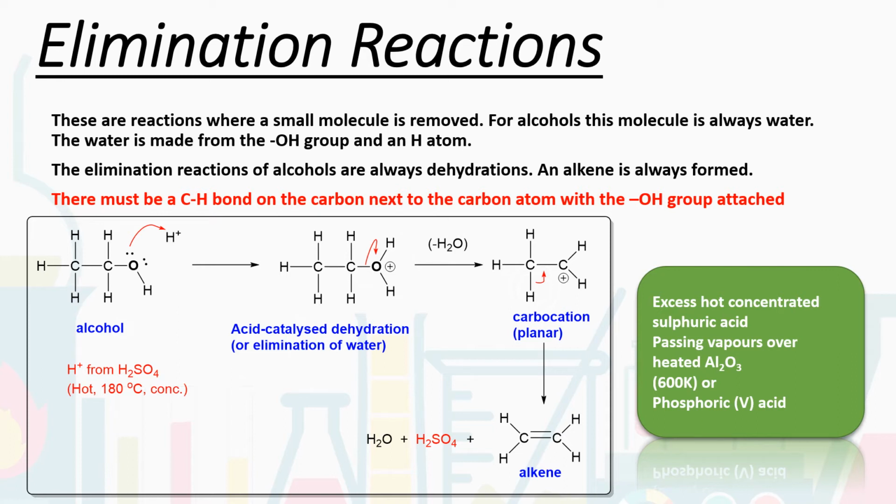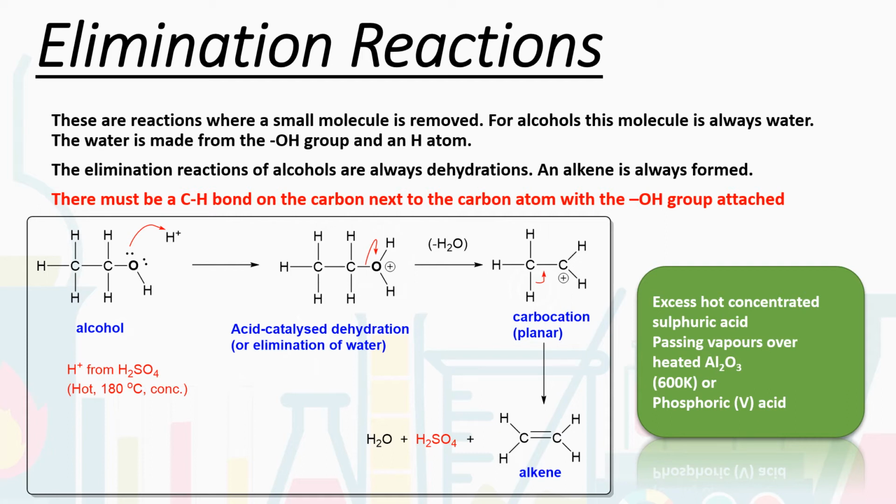Now the key thing for an elimination reaction to occur is there must be a CH bond on the carbon that is next to the carbon that contains the OH group. So let's have a look at the mechanism. We typically do this reaction by using excess hot concentrated sulfuric acid. We pass the vapours over a heated aluminium oxide solid catalyst, and it's sometimes in the presence of phosphoric acid. So you can either use the sulfuric acid or the phosphoric acid, but you need some acid in there.